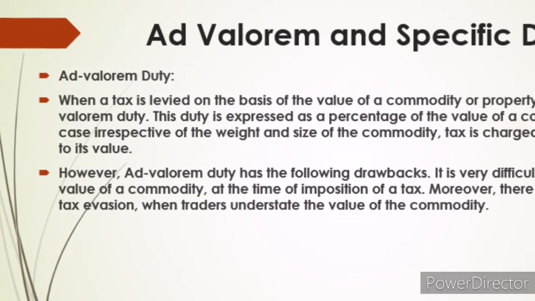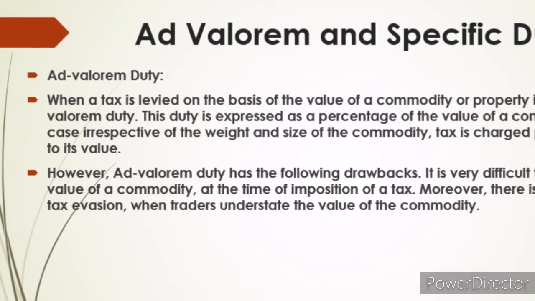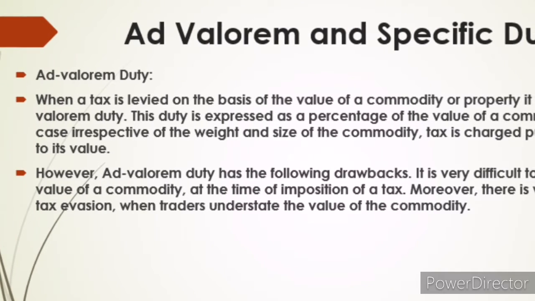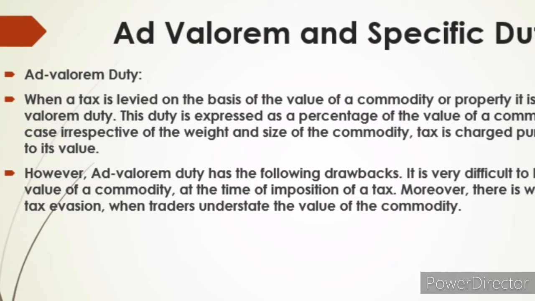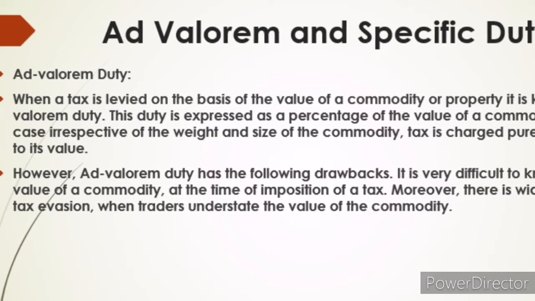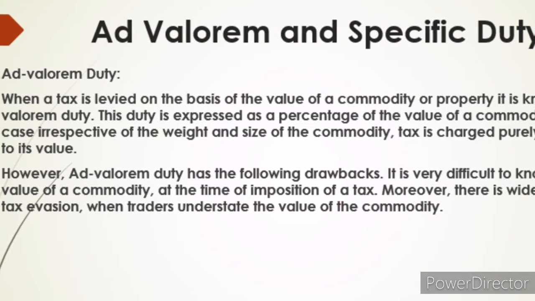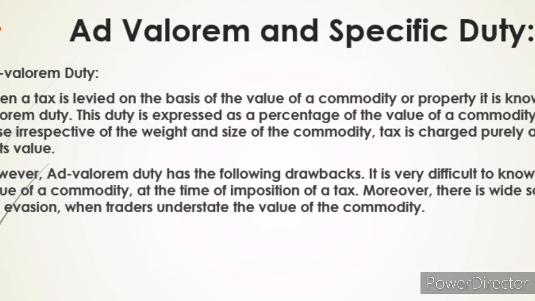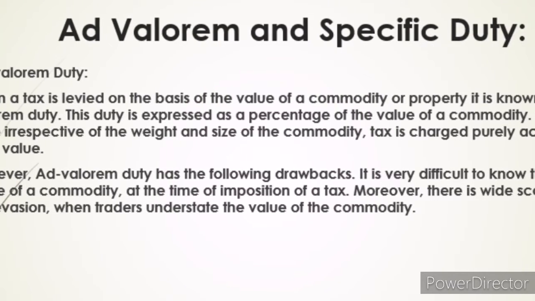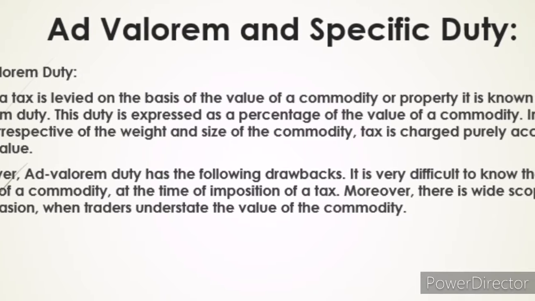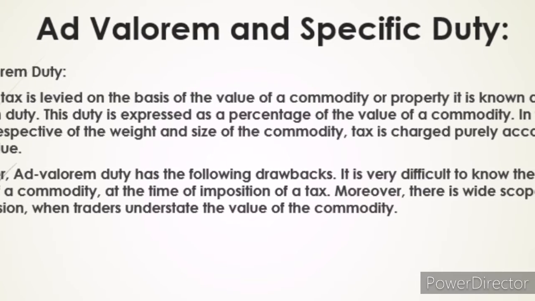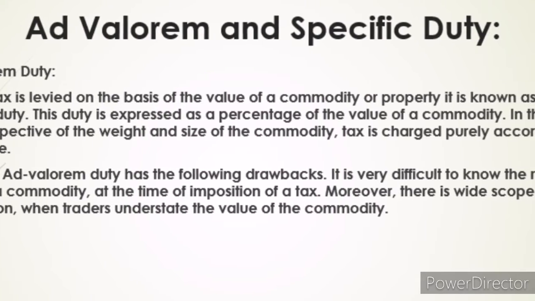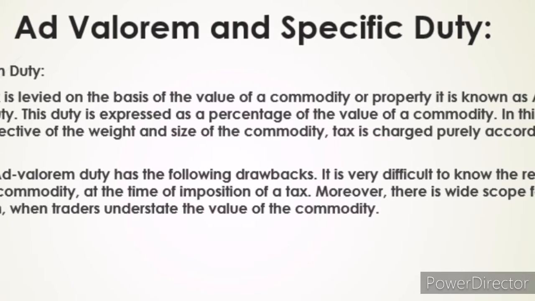Ad valorem and specific duty. When a tax is levied on the basis of the value of a commodity or property, it is known as ad valorem duty. This duty is expressed as a percentage of the value of a commodity. In this case, irrespective of weight and size of the commodity, tax is charged purely according to its value.